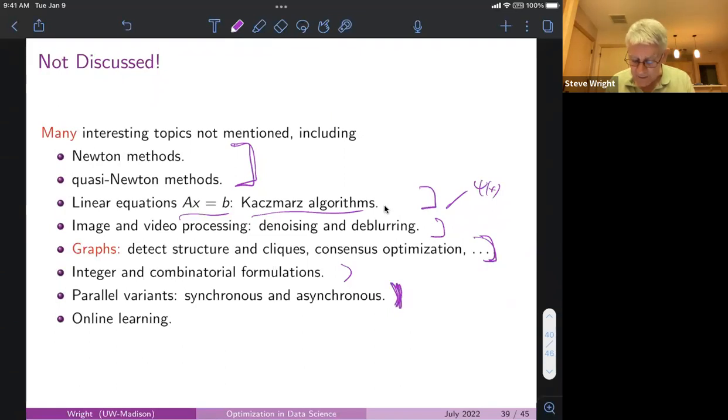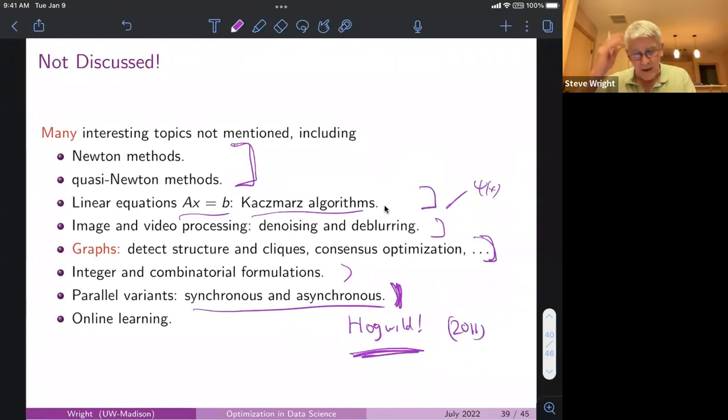And I didn't say much at all about this very important area of parallel versions of all these methods. That's something I worked on a lot between 7 and 12 years ago. Probably most famously, we have this paper called Hogwild, which was in NeurIPS in 2011. It won the Test of Time Award at the 2020 NeurIPS, because it was one of the first methods to come up with a convergence analysis for a randomized parallel version of stochastic gradient. I haven't said anything about online learning.